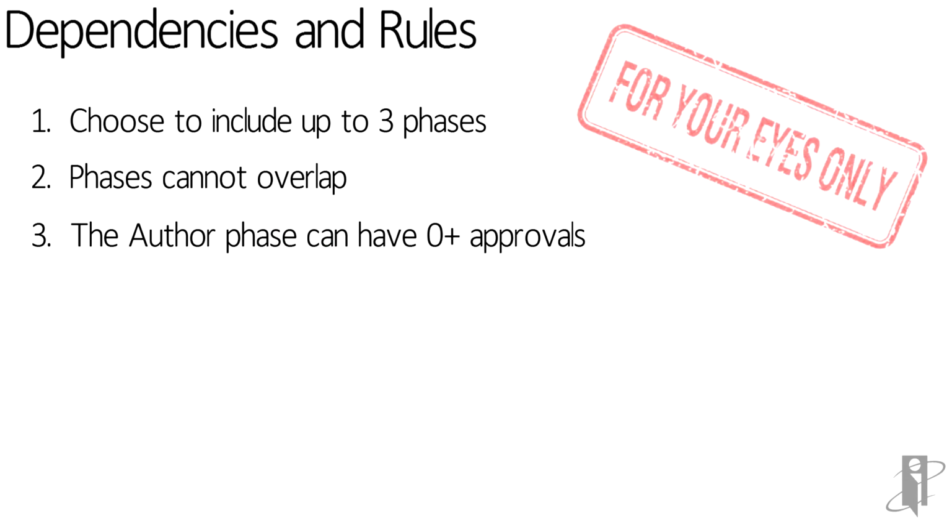Next, the author phase can have none or one or more approvals. An approval means that a docklet must be approved before it can transition to the review phase.